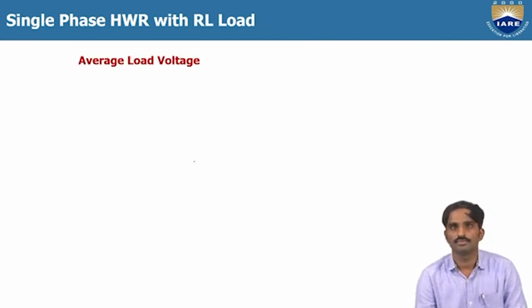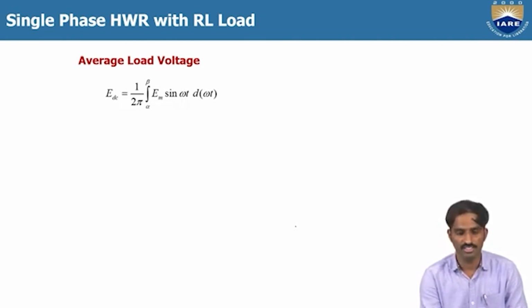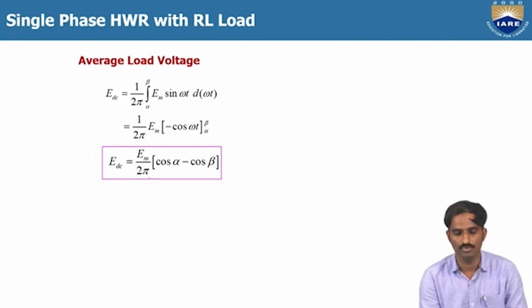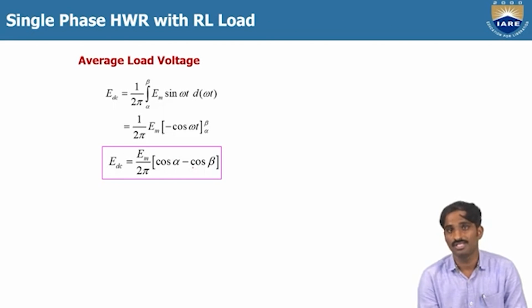Then in this case also, we can derive the average load voltage and the average load current. Here we use the same equation, and the only change is the conduction time. The conduction time in this case is alpha to beta, and the total time period is again 2 pi, similar to the R load case. Then apply the integral and substitute the limits, and you will get EDC equal to EM by 2 pi into cos alpha minus cos beta. Before it was EM by 2 pi into 1 plus cos alpha. Here it is EM by 2 pi into cos alpha minus cos beta. So the output load voltage also changes with respect to the load.